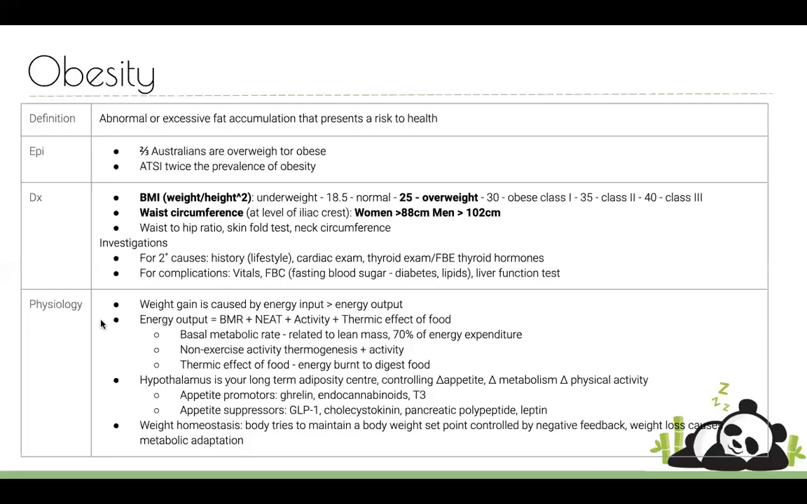In terms of physiology, weight gain is caused by energy input over energy output. And your energy output is your basal metabolic rate. So that's your metabolism when you're lying down doing absolutely nothing, and related mostly to lean mass, so your muscle mass. Plus your non-exercise activity thermogenesis. And that's just like you walking to the fridge, you getting out of bed, plus your activity. So that's like you going for a run. And then the thermic effect of food. So the energy that you actually use to digest the food that you're eating.